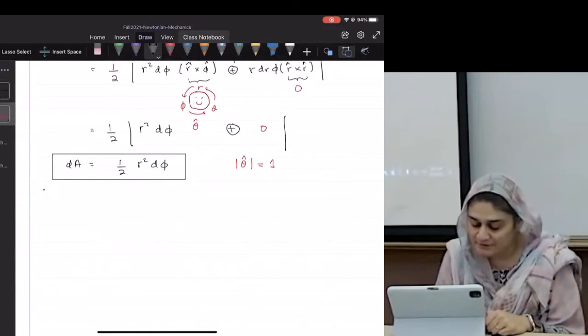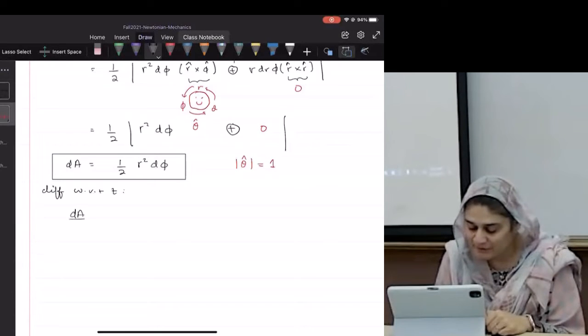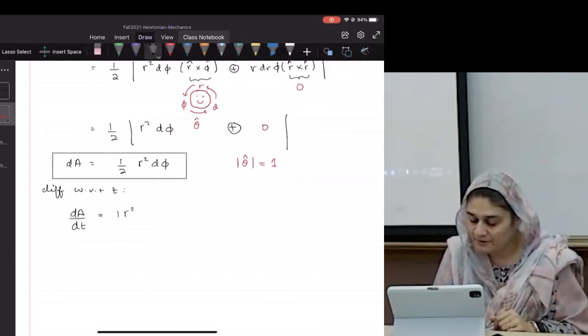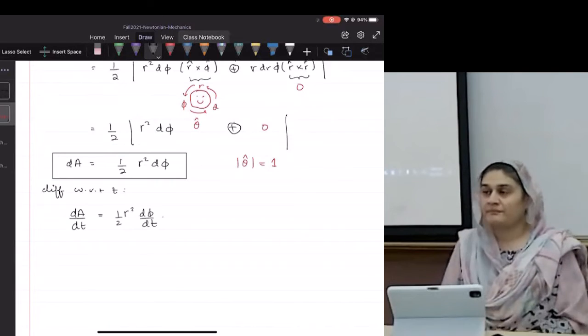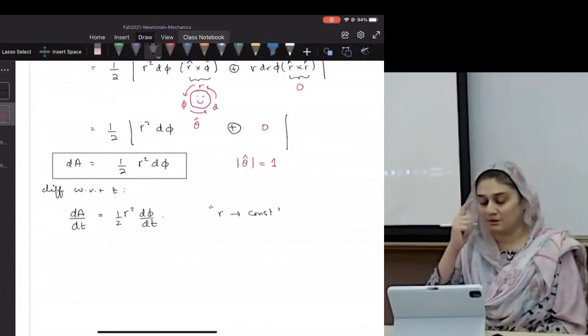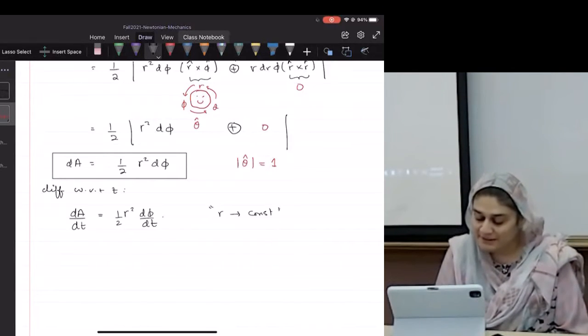What will I get? Differentiate with respect to t. dA over dt equals 1/2 r squared dφ over dt, because r is being considered as a constant for this triangle only. This means I can rewrite this as A dot equals r squared over 2 φ dot.